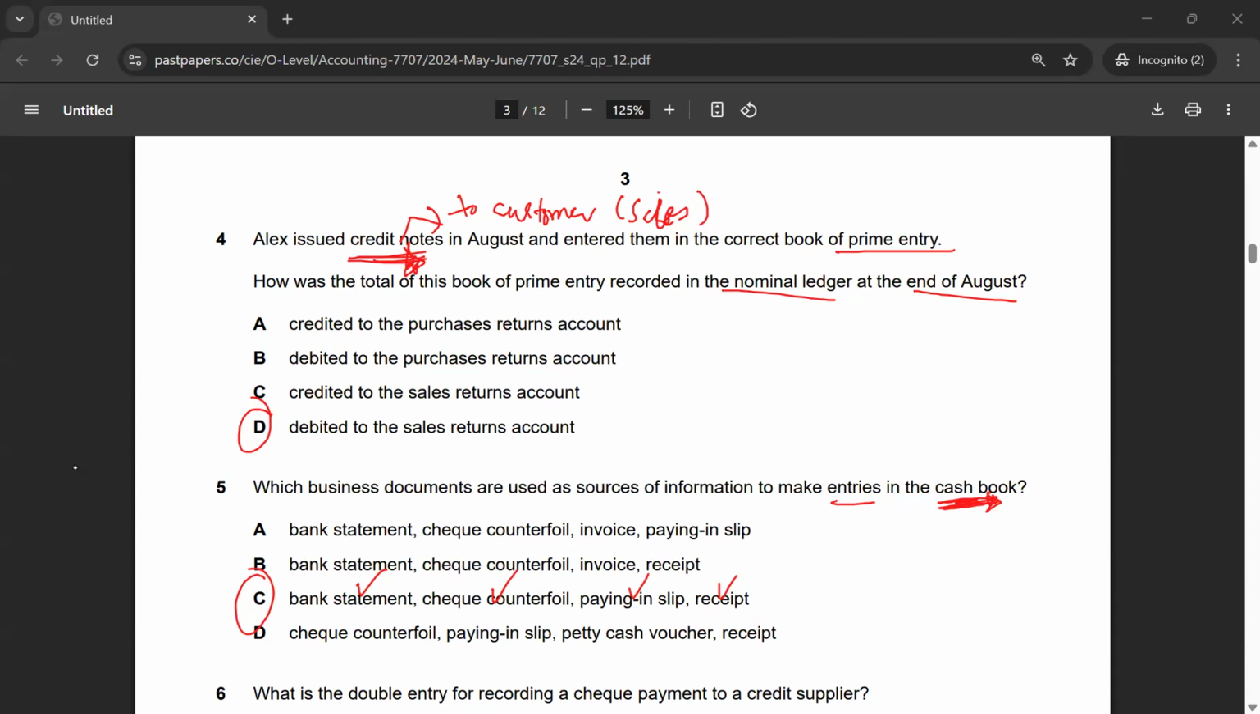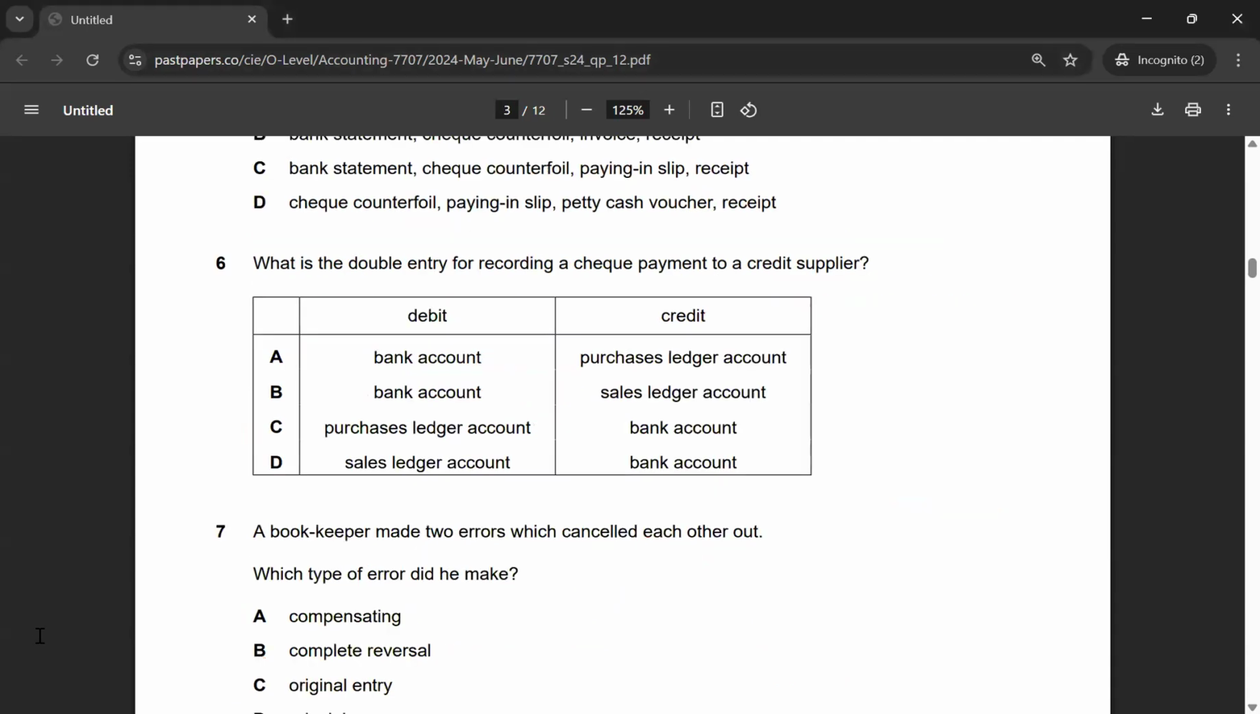Let's look at multiple choice 6. So multiple choice 6, what is the double entry of recording a check payment to a credit supplier? So you have paid to the credit supplier, right? So it's a supplier, it's actually accounts payable, in other words, or purchases. There we don't see a term for accounts payable here, but purchases ledger account would be correct. So option A and B is incorrect because bank is an asset account, and whenever asset goes up, it's debit. In this case, asset is going to go down. So bank is going to be on the credit side. So it's either option C or option D.